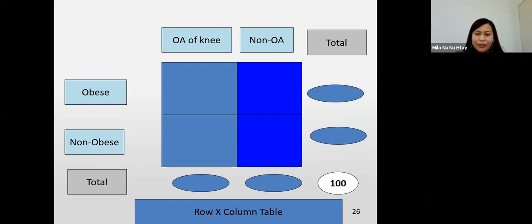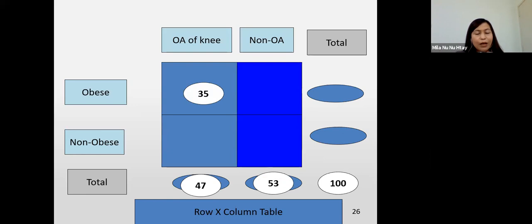Among the sample, after the data analysis, the researchers found that 47 out of 100 are in the disease group. Then the non-disease group is 100 minus 47, which is 53. So they separate into two groups, the disease group and the non-disease group. Then among the disease group, how many are obese? 35. If we would like to know the non-obese in the disease group, we subtract 35 from 47, and we get 12 in this group.